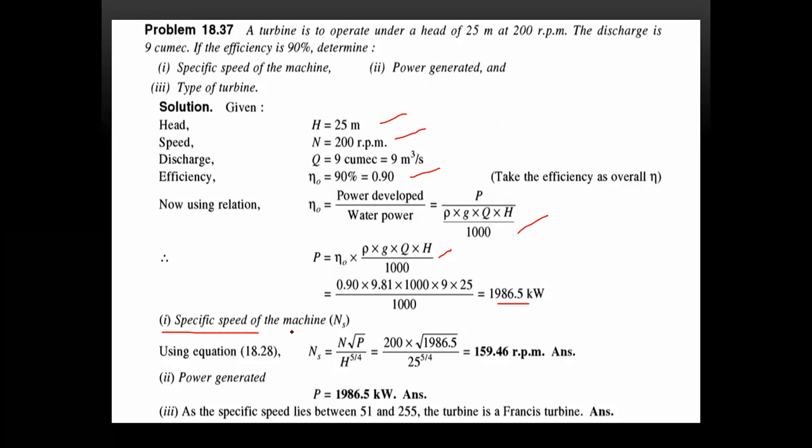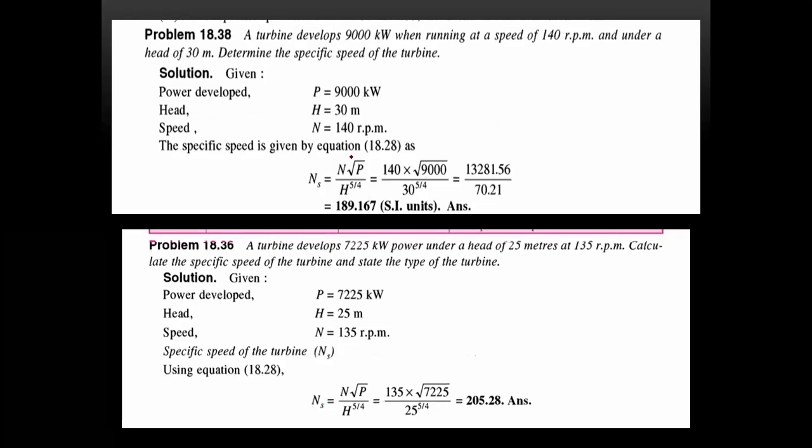The specific speed of a machine Ns is equal to N into root P by H to the power 5 by 4, this is equal to 159.6. Therefore power is equal to 1986. A turbine develops 9,000 kilowatts. So determine the specific speed. Specific speed formula గుర్తుపెట్టుకోండి. This is the specific speed formula.